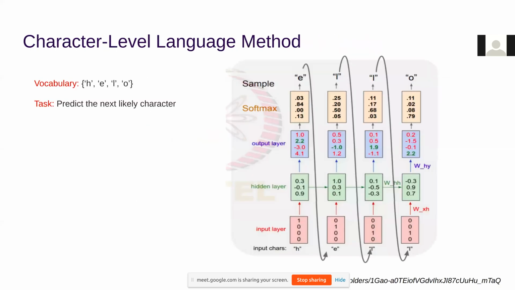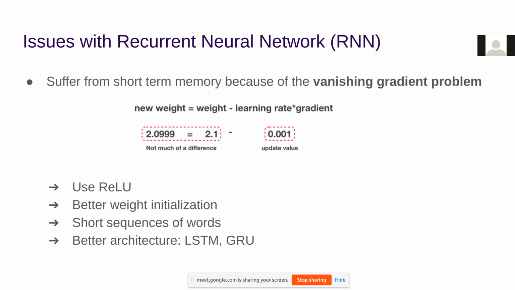For example, if this sequence here is HELL, but if this is a very long sequence of, let's say, 1000 characters, then the network will not be good at memorizing or remembering the information from the starting 100 characters. So this is known as short-term memory. That at each point it is just able to remember very few recent inputs.